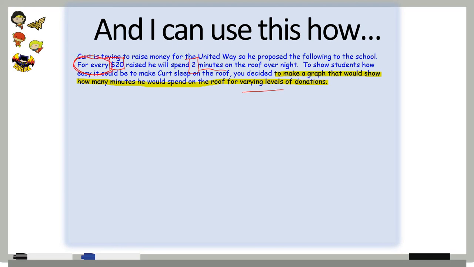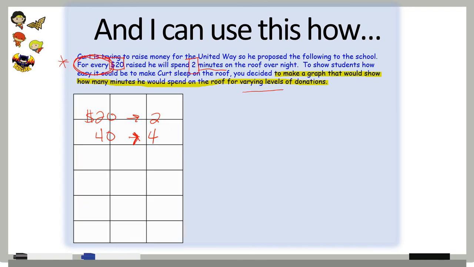So "for every" tells us that we are going to have to multiply. Because every time somebody donates $20, he's going to spend 2 minutes on the roof. So taking a look at that, if you double the amount of your donation, that should double his amount of time on the roof, correct? Okay, so we're going to go ahead and we're going to take that into the next slide.